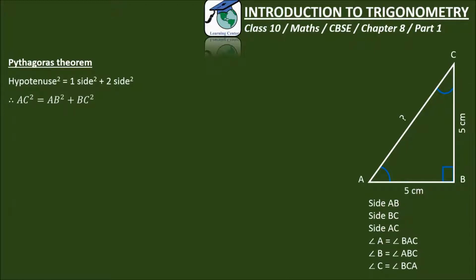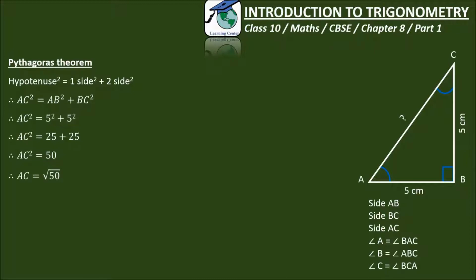Now let us substitute the values of AB and BC. So we can write AC square is equal to 5 square plus 5 square. So AC square is equal to 25 plus 25 because 5 square is 25. Therefore AC square will be equal to 50. So AC will be root of 50.